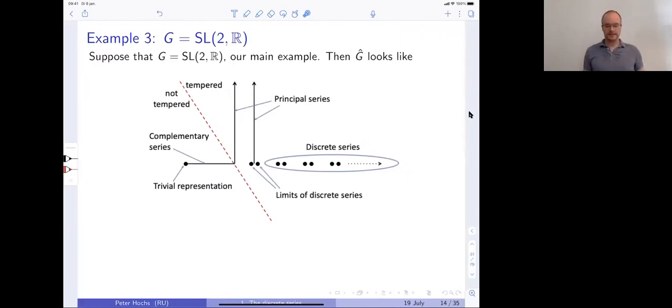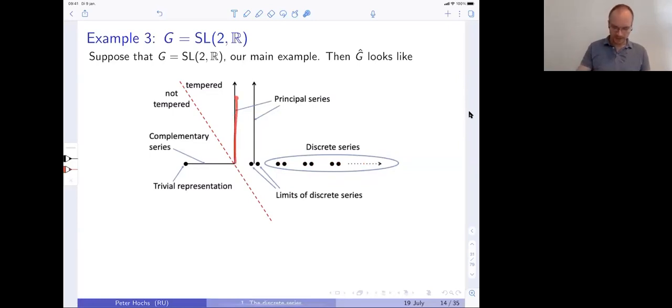Now, here's a more interesting example from our point of view, which is the example that will keep coming back, which is SL2R: 2 by 2 matrices with determinant 1. Here is a picture of the whole unitary dual of G. I mentioned the trivial representation, which is always unitary and always irreducible. And then there are more parts. There is a discrete part, like we see for the compact group case. Now there are pairs of dots, a countably infinite set of pairs of dots, which is the discrete series.